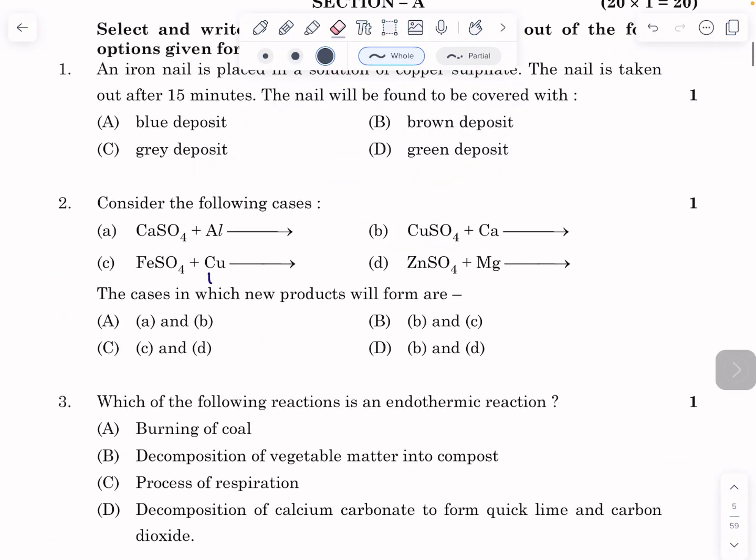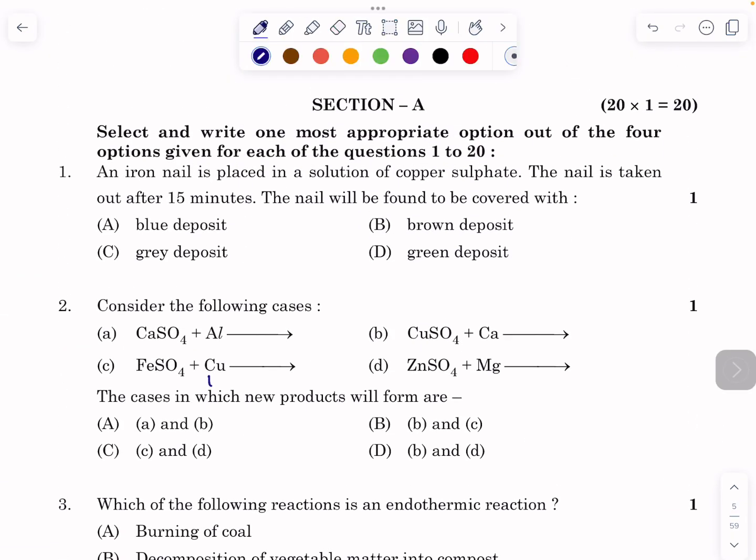And here we have one question. An iron nail is placed in the solution of copper sulfate. The nail is taken out after 15 minutes. The nail will be found to be covered with... So which one is the right option? A, blue deposit; B, brown deposit; C, grey deposit; and D, green deposit. The answer is brown deposit.